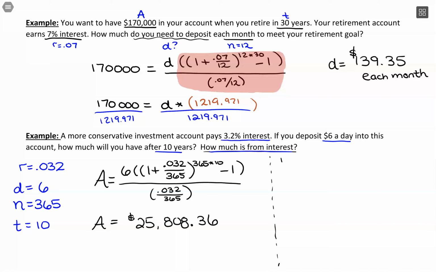Now, to find out how much was from interest, first thing we need to find is how much did we deposit in total? So to do that, we need to think about how much we've put in this account ourselves over these 10 years. So we did $6 a day. So in 1 year, I would have these $6 each day, and then we did that for 10 years. So overall, what we put into the account was $21,900.